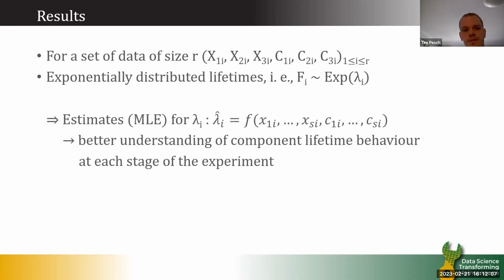And as I said, the first exciting result is that we were able to derive maximum likelihood estimates for the underpinning model parameters. In the case of an exponential distribution, that would be essentially the rate of failure, or we could also call it the risk of failure, which governs the entire structure of the distribution. And therefore, once we've got a better understanding of this parameter, we also know quite well how components behave individually and at each stage of the experiment, as well as obviously how the entire system behaves.